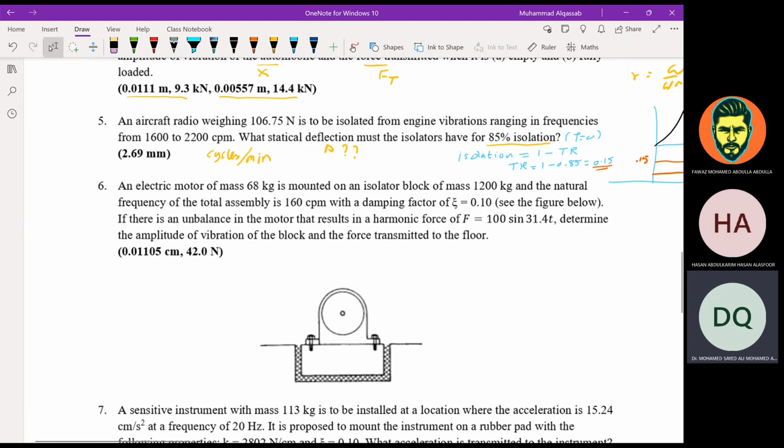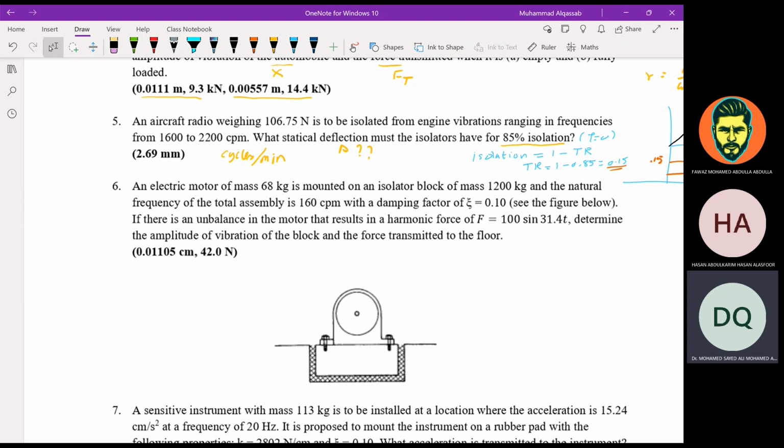Question number 6: an electric motor of mass 68 kilograms is mounted on an isolator block of mass 1200 kilograms.